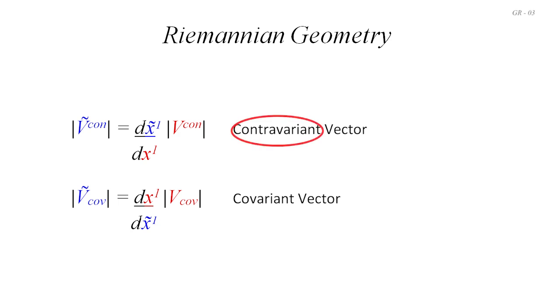For a contravariant vector at a point in space, the measured size in the new tilde frame is equal to the value in the original frame multiplied by the gradient dx1 tilde by dx1 at that point. For a covariant vector at a point, the measured value in the new blue tilde frame is equal to the value in the original frame multiplied by dx1 by dx1 tilde at that point.